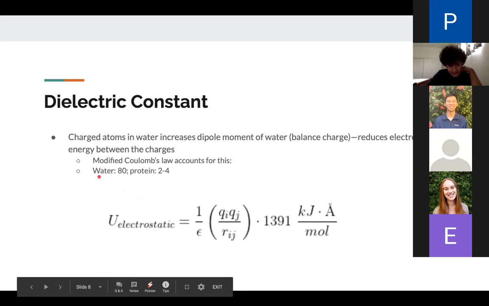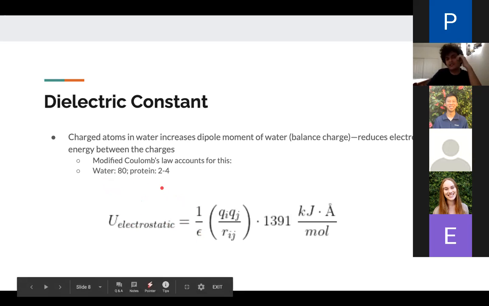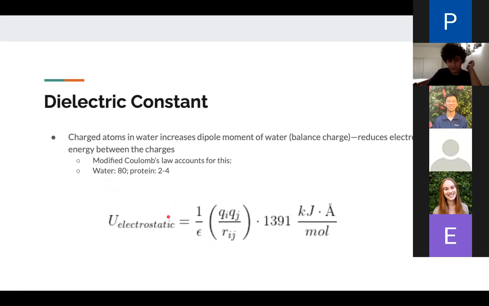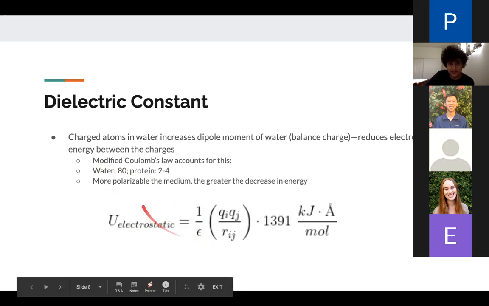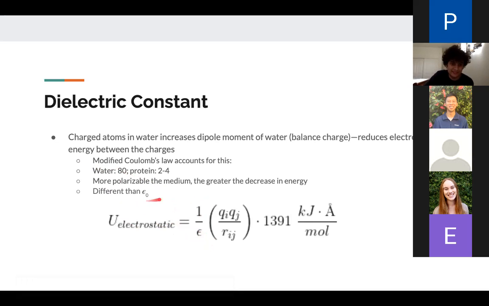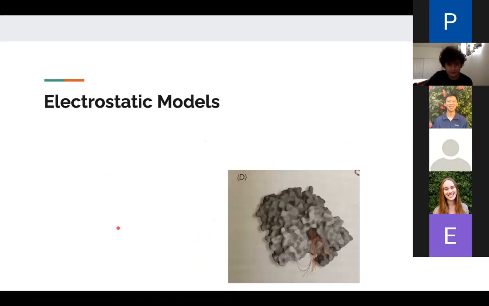So this constant has a value of 80 when we're looking at water. In a protein, it's from 2 to 4. An important thing to take away from that is the more polarizable the medium, you get a greater decrease in energy. The greater this epsilon value is, the lower the energy. And just note that is different than the epsilon naught that we talked about previously.